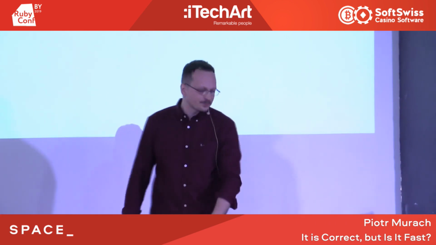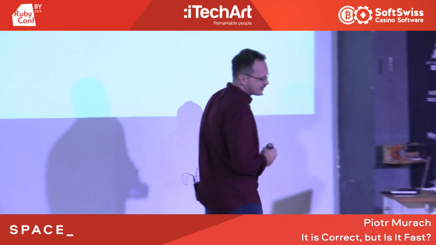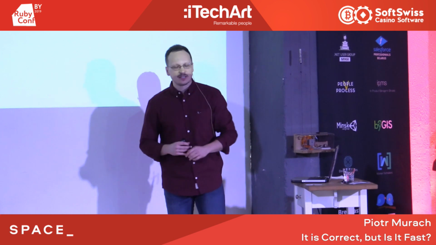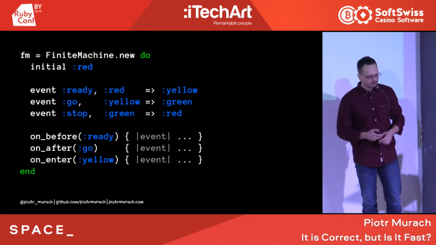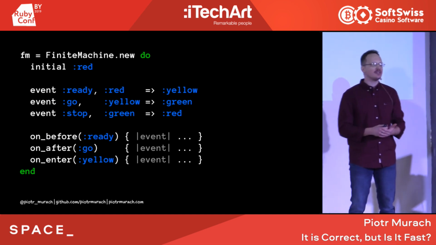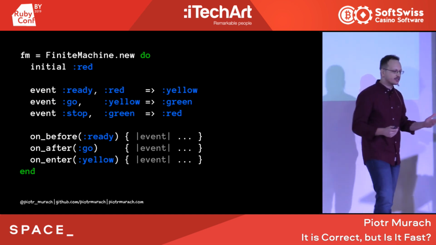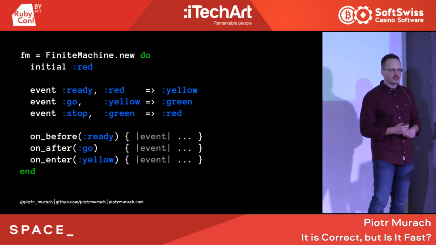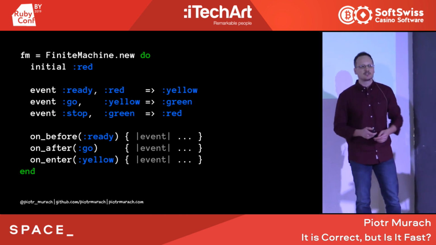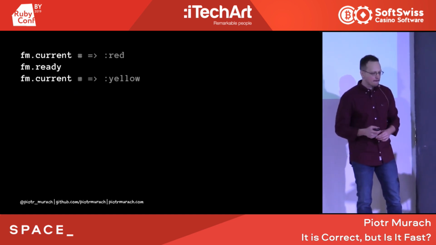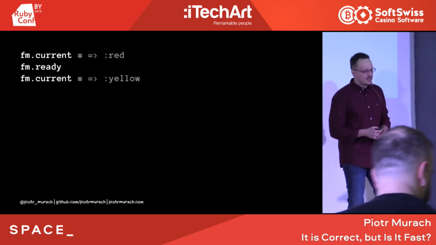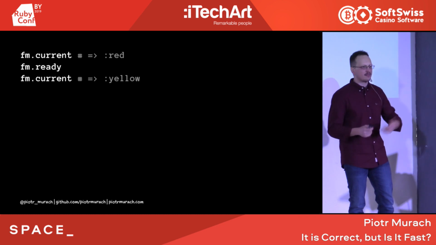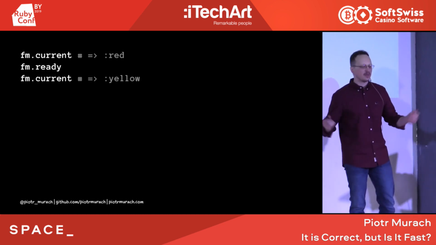Finite machine is a Ruby library that I've created to manage state machines in Ruby without any ORMs. It has an intuitive DSL. You can create states, define transitions, and trigger callbacks on those transitions. For instance, you can check for a current state, and then trigger a transition to go from red to yellow. Nothing complex.